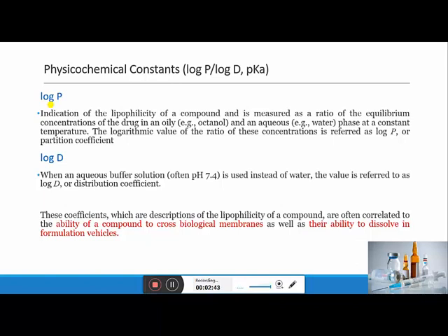For example, octanol and water at constant temperature, and the logarithmic value of this ratio of concentration is referred to as partition coefficient. When we use aqueous buffer solution of pH 7.4 instead of water, it is referred to as distribution coefficient or log D value. The importance of log D or log P value is for determination of the ability of drug molecule to cross the biological membrane as well as their ability to dissolve in a formulation vehicle.